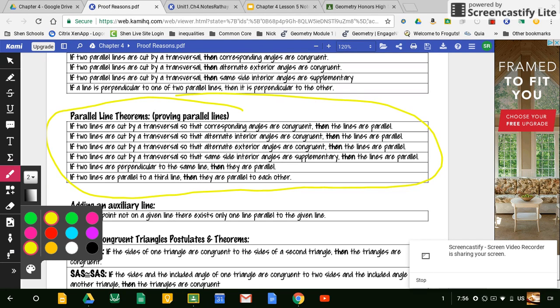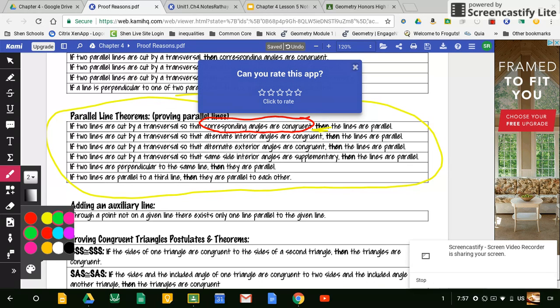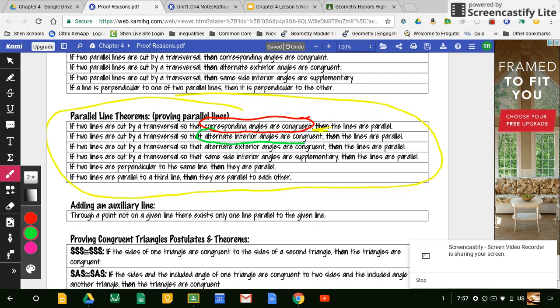And these theorems are mostly the reverse of the ones that we had yesterday. So the converse says, if two lines are cut by a transversal so that corresponding angles are congruent, then the lines are parallel. Since it's "then the lines are parallel," that means our conclusion is that they are parallel. And we have all the same relationships as we had for when parallel lines were given. Corresponding angles are congruent would give us parallel lines. Alternate interior angles are congruent would give us parallel lines.